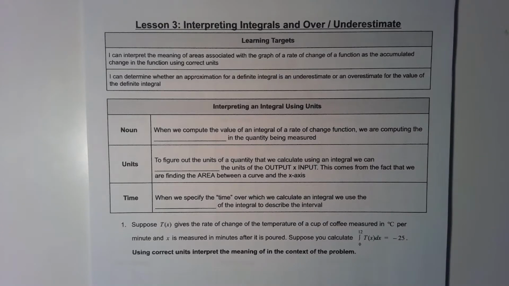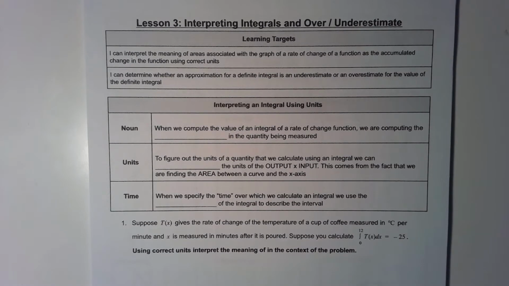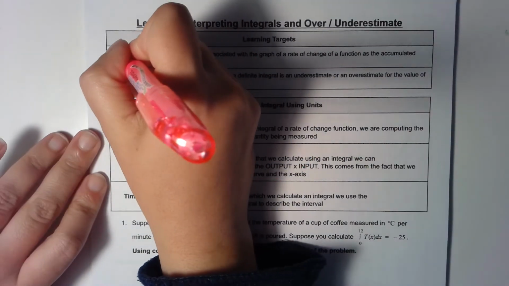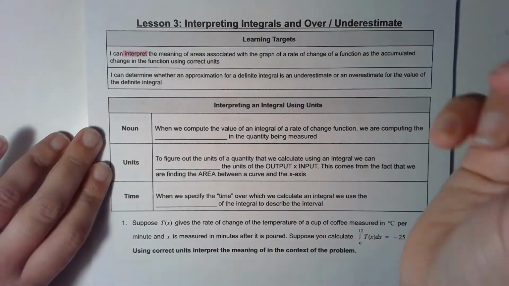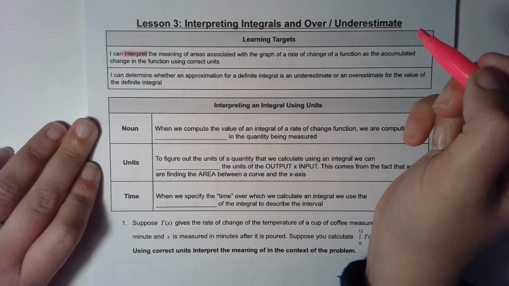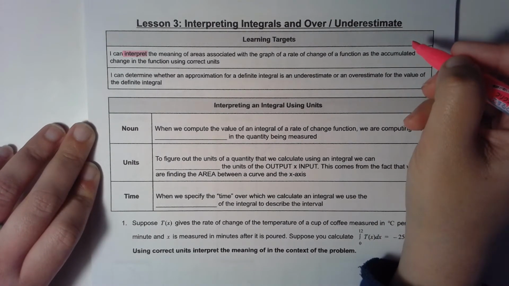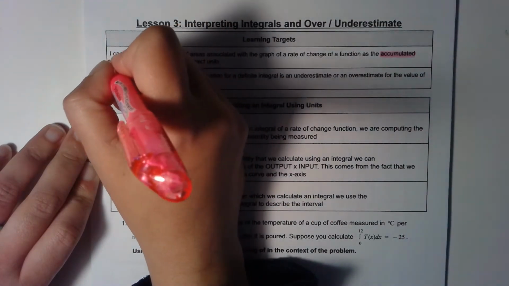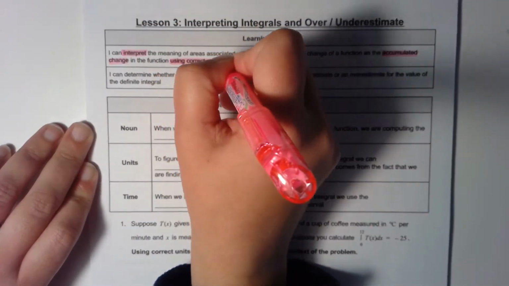Everybody, and welcome back for Unit 6, Lesson 3, which is all about interpreting the meaning of an integral, as well as determining whether your estimate is an over or underestimate. So now that we know how to find integrals, we're going to be going a little bit deeper into what these things actually mean. The first learning target for today is I can interpret, which means determine the meaning of the areas associated with the graph of a rate of change function as the accumulation of change in the function, so the accumulated change, using correct units.